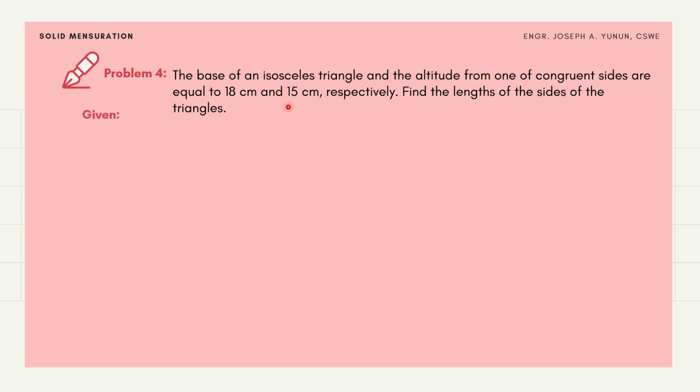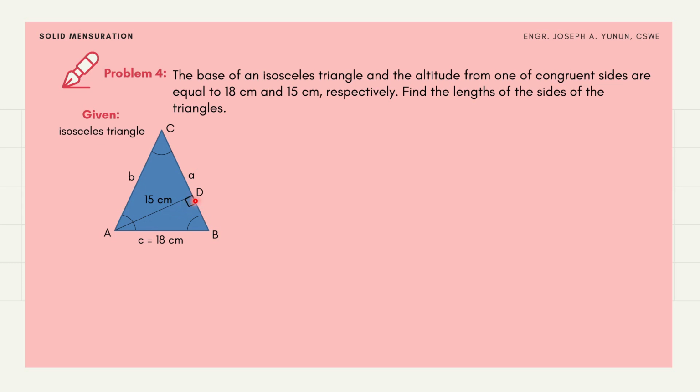So on the given, an isosceles triangle. Okay, you are familiar with this one, two congruent sides, two congruent base angles. Okay, have this given figure. I have here the isosceles triangle, and then the base is 18 centimeters, and the altitude from one of the congruent sides is equal to 15 centimeters. So I have chosen this side.